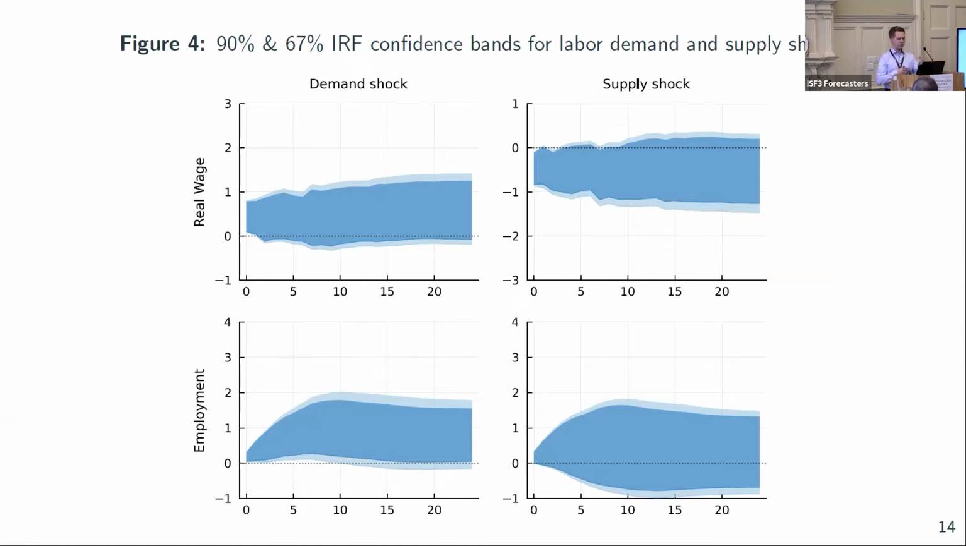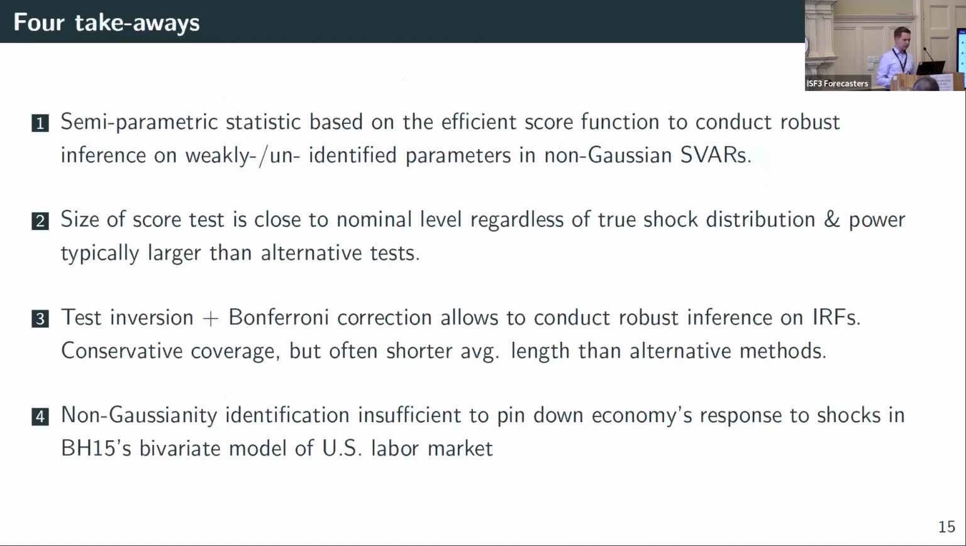So we get quite wide bands, which are comparable to the bands you would get simply by imposing sign restrictions. They're just shrunk a little bit. But most importantly, if you look at the effect of the demand shock, you can see that for long horizons, we cannot rule out that the impact of the demand shock is 0 at a 90% level. So that means the criticism of saying that these restrictions are not plausible, at least based on non-Gaussianity and the data alone, we cannot rule that out. Yep, and that's really it.